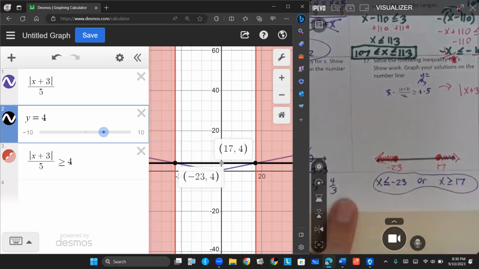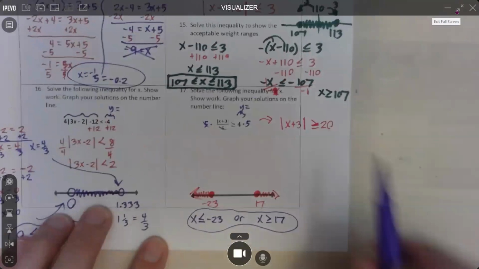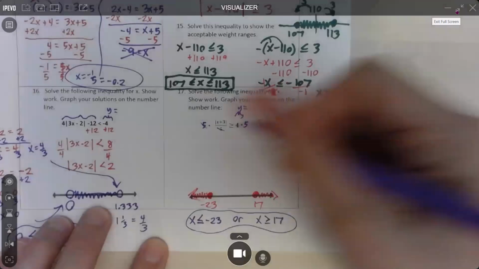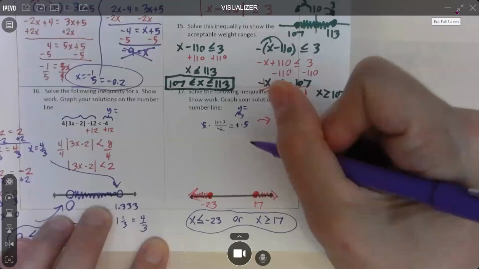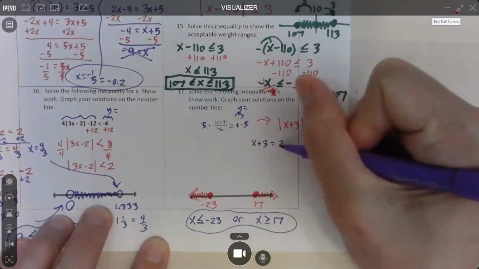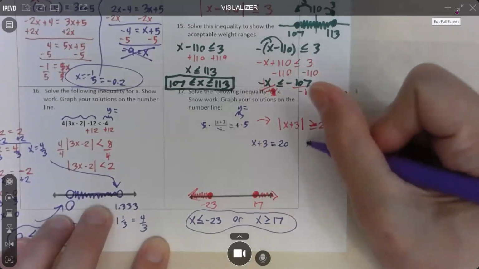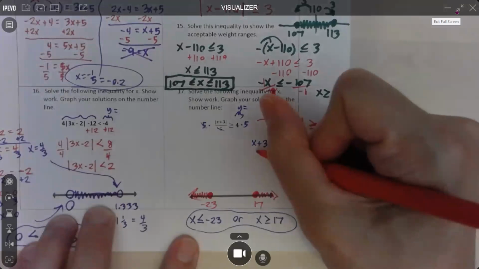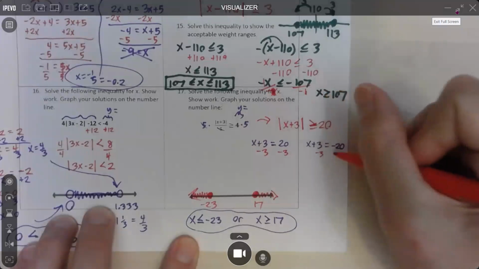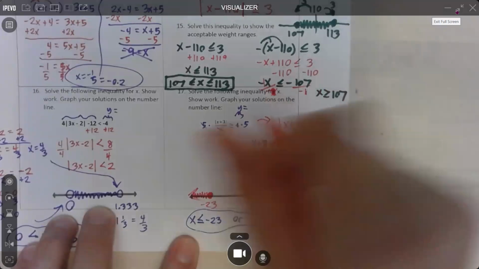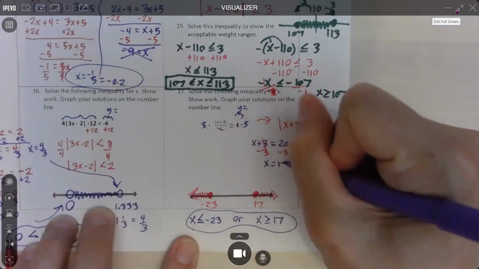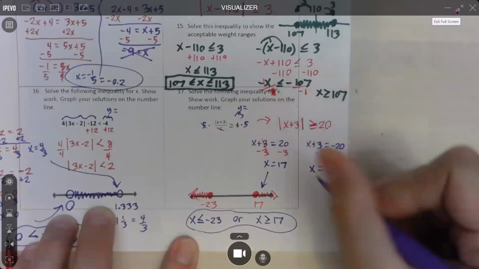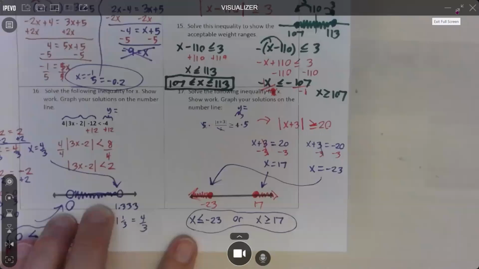Here's the work by hand, because you will need to show that on your hand test. So if I'm solving this after I multiplied by 5, I'm just going to set up my two equations. I'm not even going to worry about the inequality because I know the shading part. So I'm going to say x plus 3 equals 20, and x plus 3 equals negative 20, two solutions. And in both cases, all I got to do is subtract 3. And in this case, I'll get 17, and that's this number here. And in this case, I'm going to get negative 23, and that's that number over there. So what I circled is the answer.